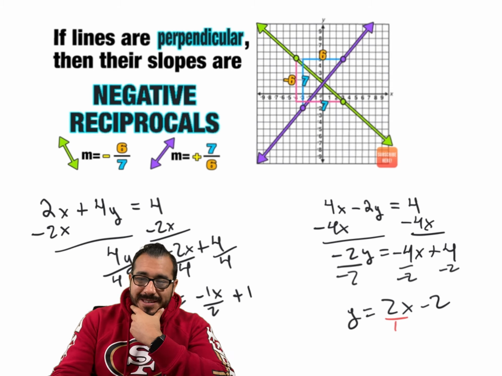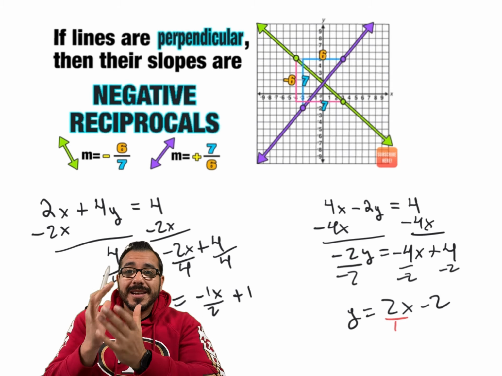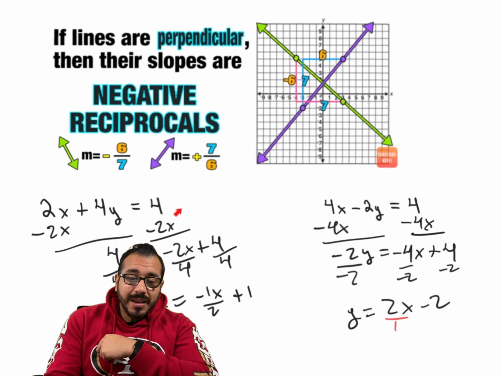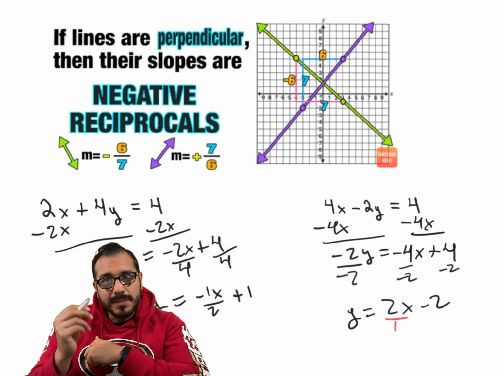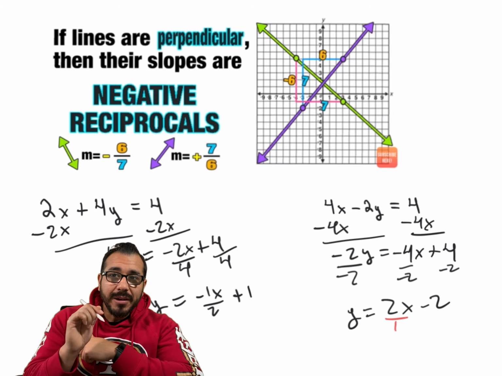And again, this is not the graph. This is just a picture of what perpendicular lines look like, because you're not always going to be given a graph. So again, write these notes down. This is money. This is going to help you out with perpendicular and parallel lines.